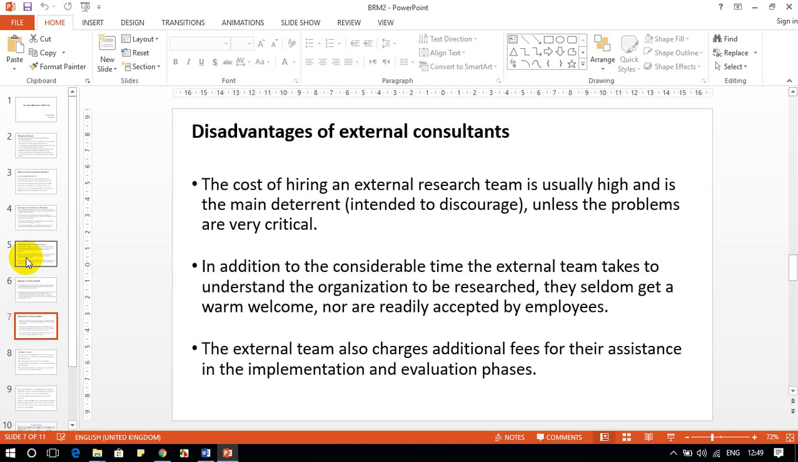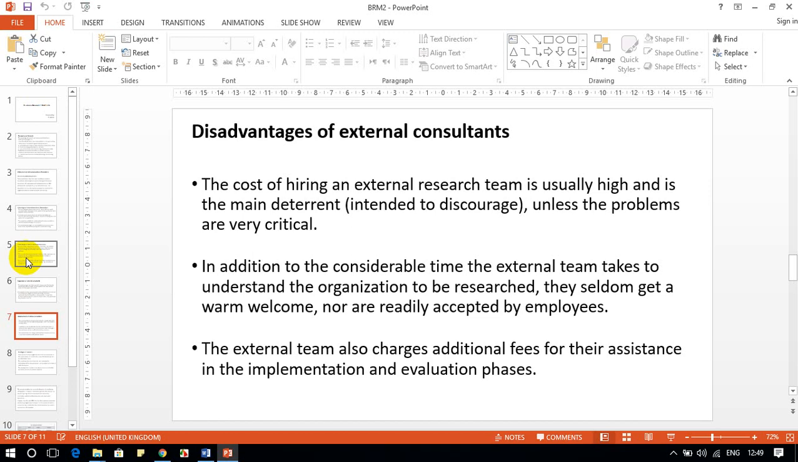The second thing is that, in addition to the considerable time the external team takes to understand the organization to be researched, they seldom get a warm welcome, nor are they readily accepted by the employees. Sometimes the employees are not ready to do that particular task immediately, might be due to some personal or non-personal problems. So if you bring external employees to the organization, due to cultures, religions, or other aspects of the business organization, he or she may not be ready as soon as possible. So this is also one of the negative points.